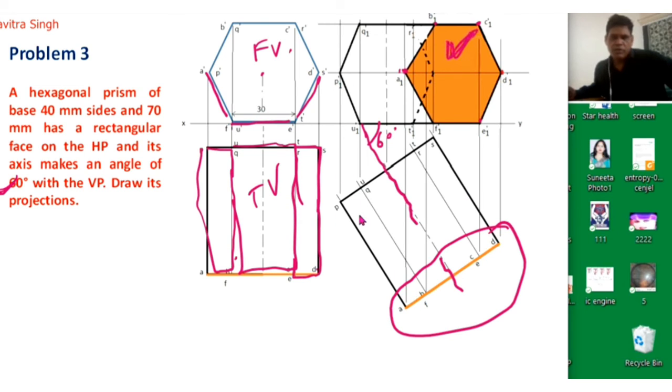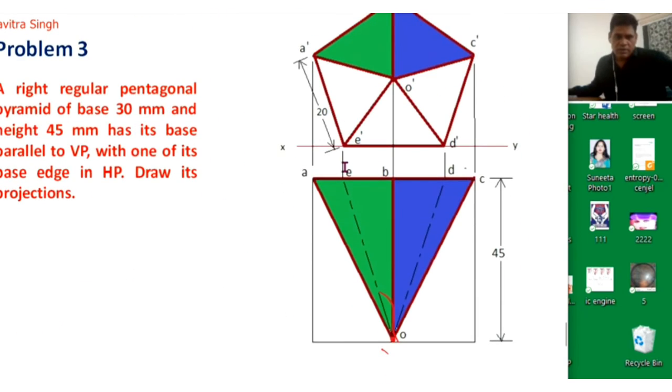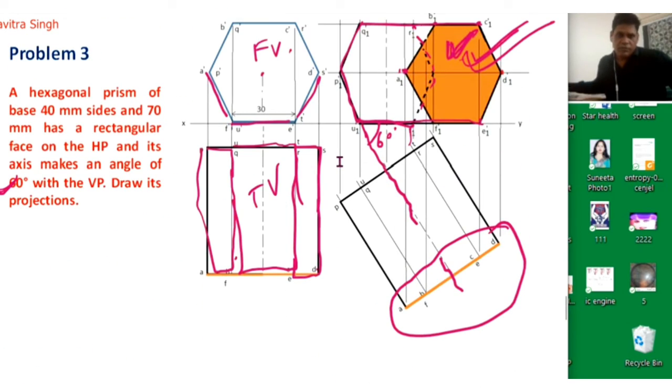Similarly, we will draw vertical projections from each and every point for the bottom surface, so we will get this hexagonal surface. Okay, now we will connect Q1 dash to C1 dash and U1 dash to E1 dash. So this is the final front view of this inclined hexagonal prism of 40 mm side. Okay, so this is the fourth problem.